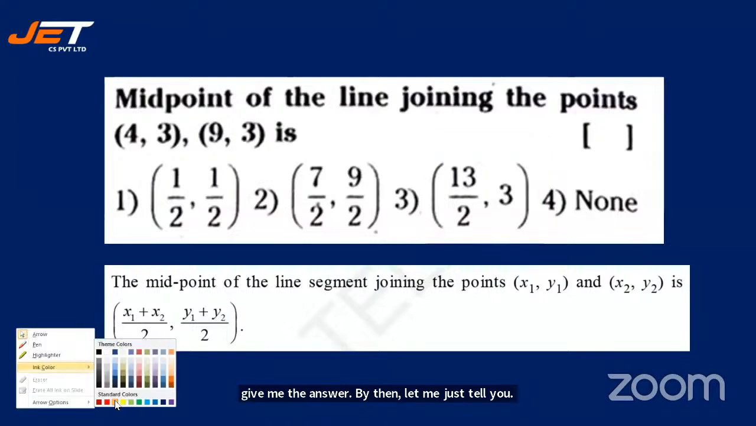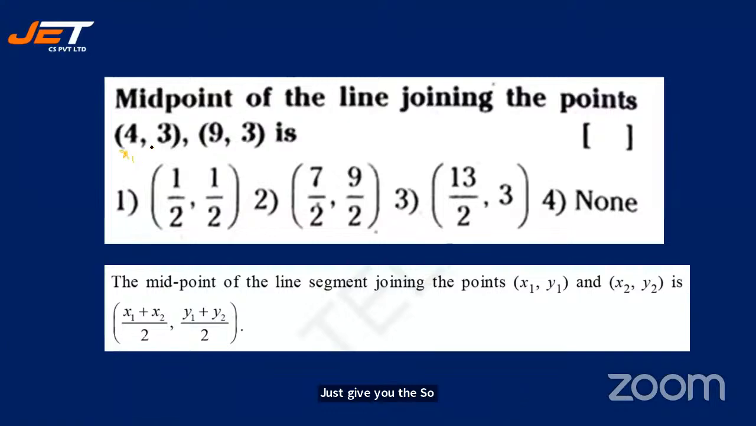Just give you the hint. So this is x1, y1, x2, y2. So your formula is (x1 plus x2) by 2, comma, (y1 plus y2) by 2. Right. Now you do it and then give me the answer.